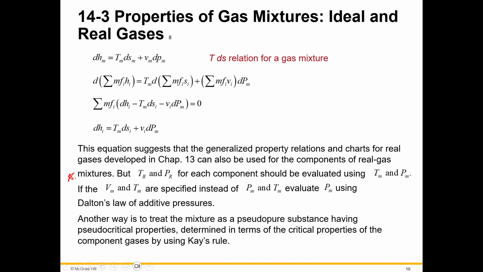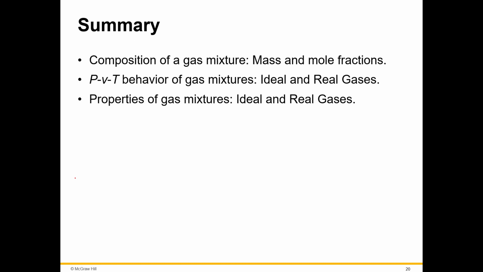Right? Another way is to treat the mixture as a pseudo-pure substance having pseudo-critical properties. Right? We just said that. Determined in terms of the critical properties of the component gases by using Kay's rule. And remember, if you use Kay's rule over a wide range of temperature and over a wide range of pressure, you do get within about 10%. So that was a really quick one.